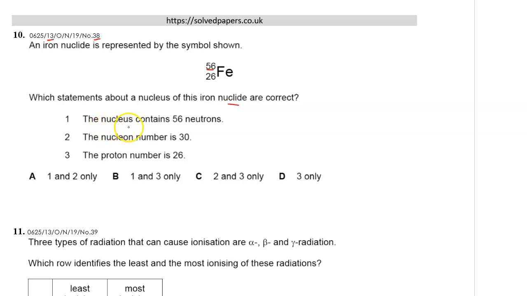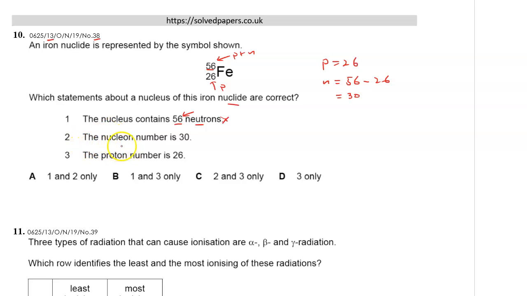Statement 1. The nucleus contains 56 neutrons. Let's see. Of course, we know that 26 is the number of protons, and 56 is protons plus neutrons. Therefore, if protons are 26, then how many are neutrons? Neutrons are 56 minus 26, and therefore neutrons are 30. Statement 1 says that neutrons are 56. Therefore, statement 1 is not correct.